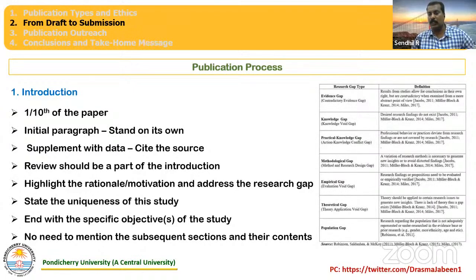In that case, your paper may address the same issue using a large sample size. That also can be called addressing a research gap, that is, particularly how specifically we can call it as population. Then you have to state the uniqueness of the study, so what uniqueness this study has. And finally, you have to end the chapter with the specific objectives.